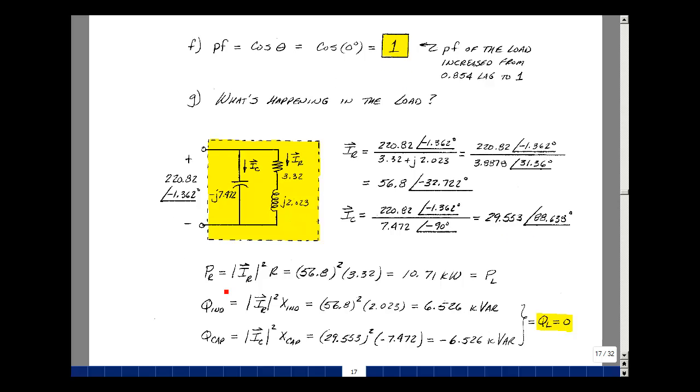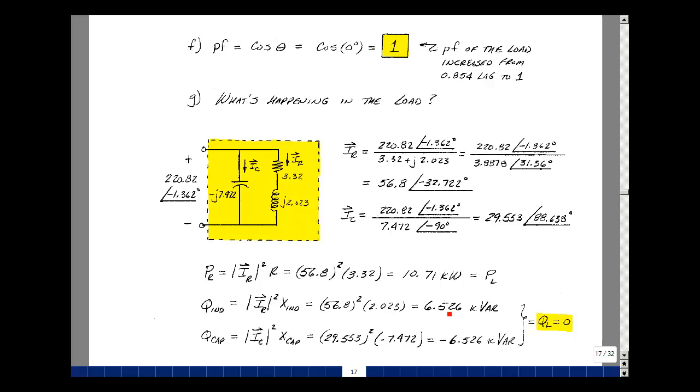Now let's use this to calculate the real and imaginary power in our load. So the power absorbed is the current squared magnitude times R, and that's now 56.8 amps at 3.32, and that's 10.71 kilowatts, and that was the power in the load we calculated before. The reactive power is the magnitude of the current squared times the reactance, and that's 56.8 squared times 2.023, and that's 6.526 kilovars. Now, the reactive power in the capacitance is equal to the magnitude of the current squared times the reactance of the capacitor, but that's a minus 7.472. Its reactive power is a negative 6.526 kilovars. So the sum of these two is equal to 0.